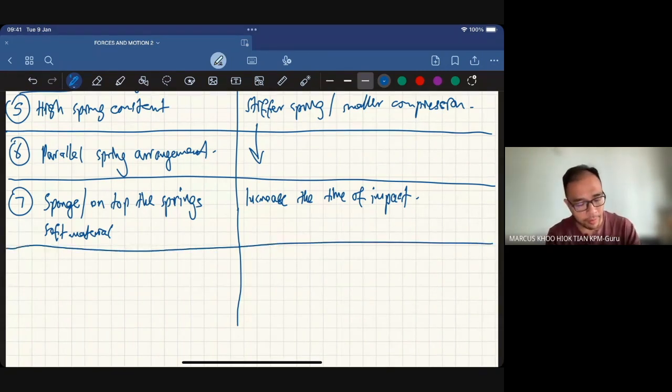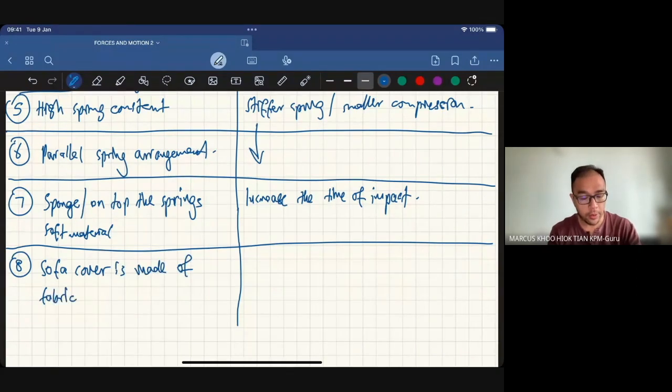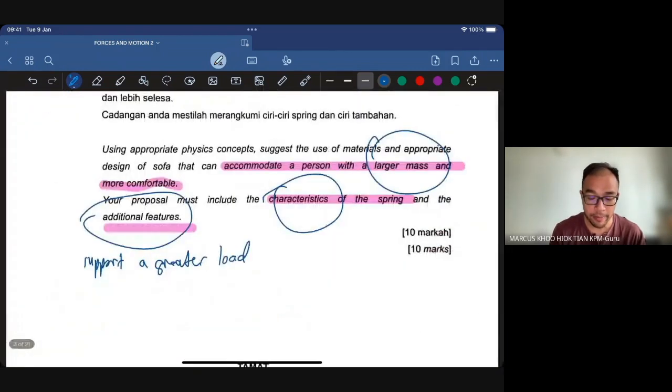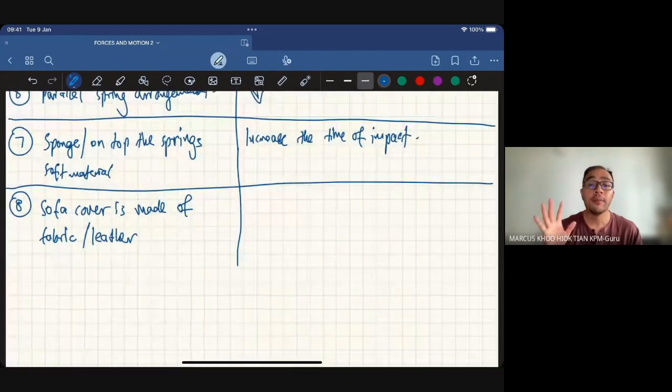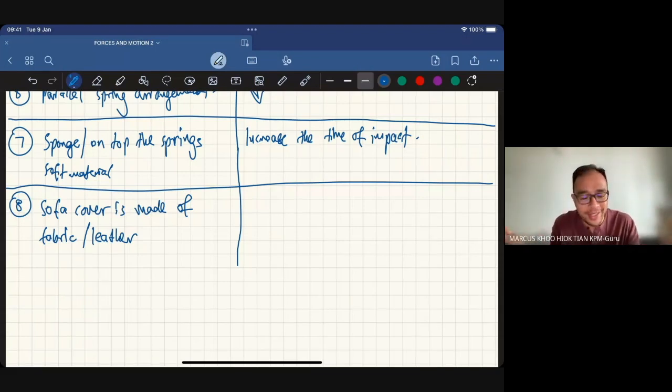Another one, and this one I got from the marking scheme, is to use the cover. The sofa cover, or the sofa liner, is made of fabric or leather, but you cannot say it's more comfortable. There are many possible reasons for this one. You can say that it's a softer material.